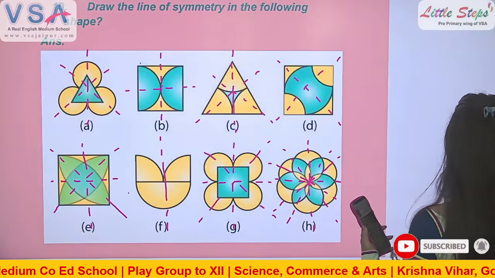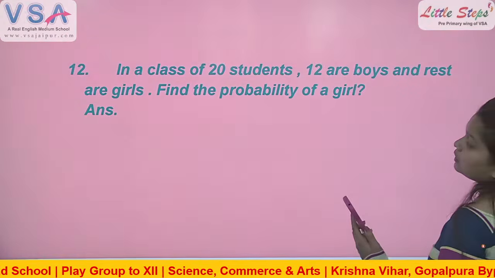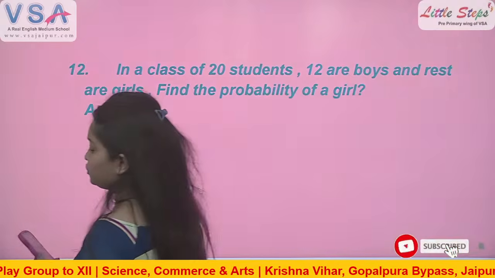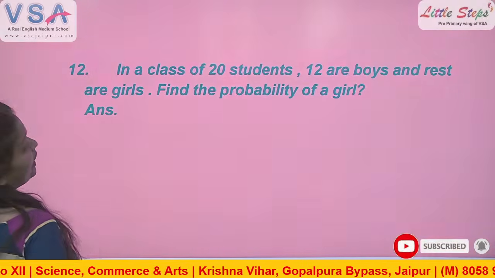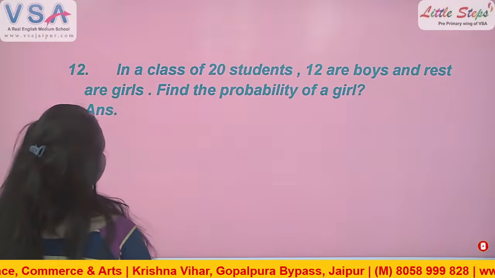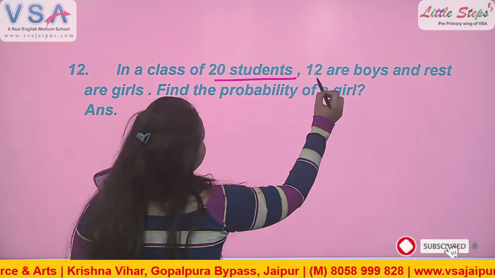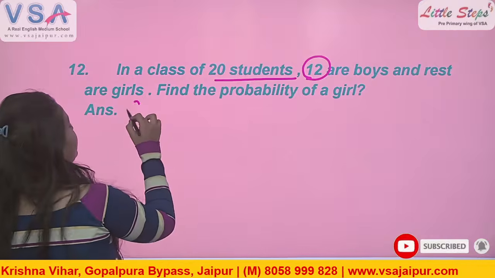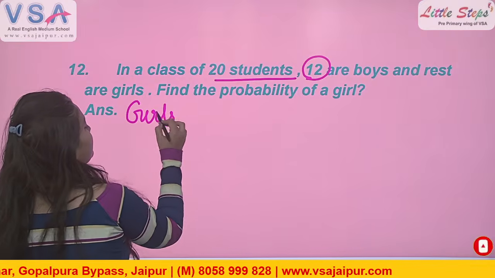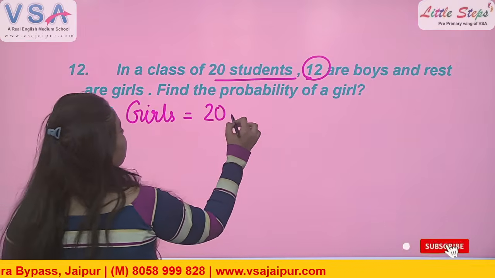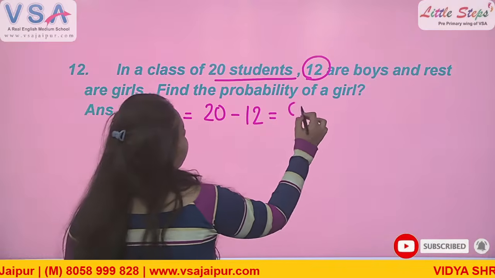Next question we have: 12. In a class of 20 students, 12 are boys and the rest are girls. Find the probability of a girl. In a class of 20 students, 20 में से 12 क्या है? Boys. So girls कितनी होंगी? 20 minus 12. The girls are 8. Clear?